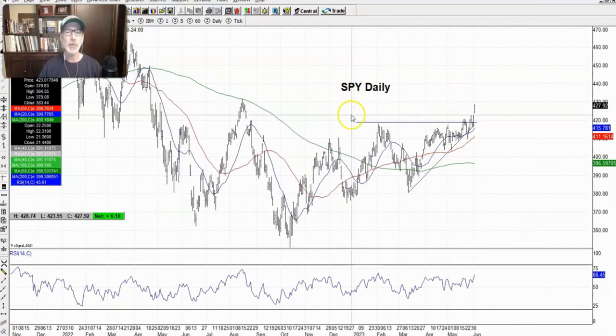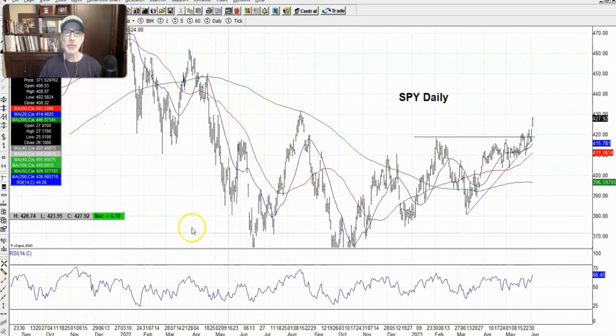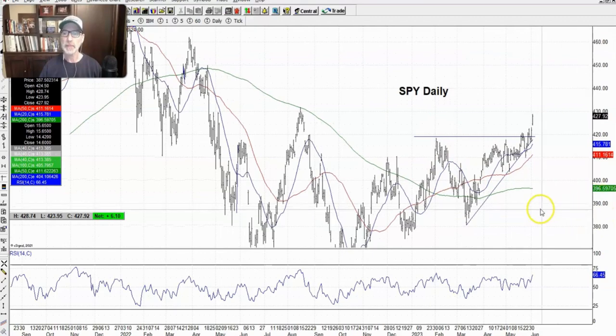Now we look at the SPY, which is the exchange traded fund for the S&P 500, gives us the best overall view of the market as a whole. As we can see here, what you see on your screen is about 2 years worth of data here. And each bar here, each line is 1 day's worth of trading.